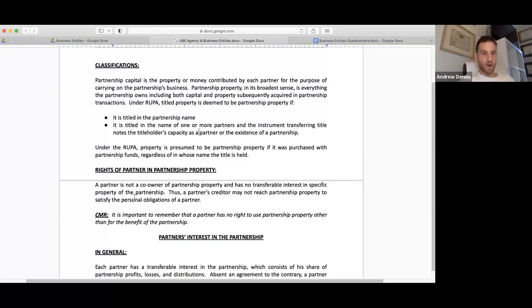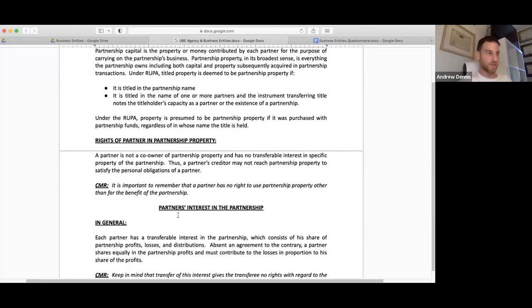So a partner is not a co-owner of partnership property and has no transferable interest in specific property of the partnership. Thus, a partner's creditor may not reach partnership property to satisfy the personal obligations of a partner. It's important to remember that a partner has no right to use partnership property other than for the benefit of the partnership. So, right, if you have partnership property, you can't just throw your personal wedding there. It has to be for the benefit of the partnership.